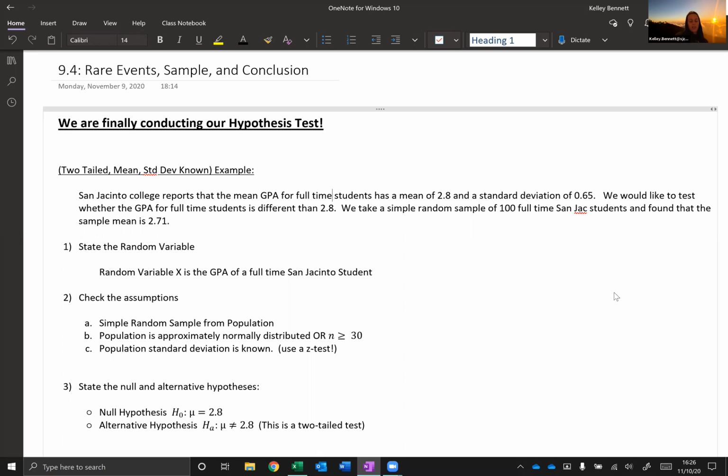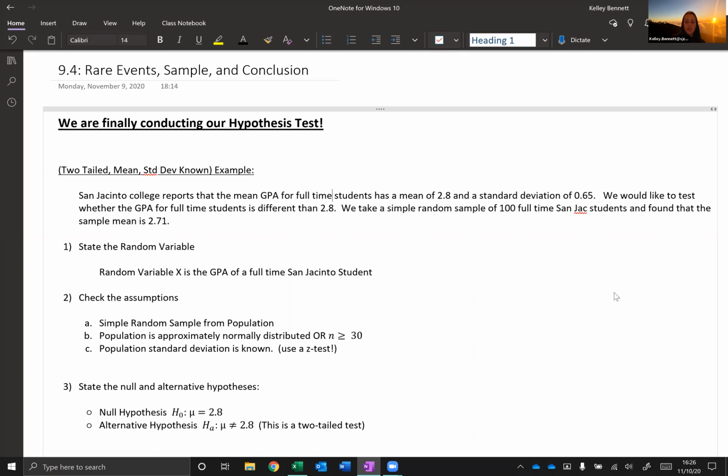The random variable here represents what the outcome of a single data point would be. So the random variable X is the GPA of a full-time San Jacinto student. Next, we need to check the assumptions. So let's get a context for this problem. First, we're doing a hypothesis test for the mean. Second, we are given the population standard deviation. And third, we're going to use a two-tailed test.